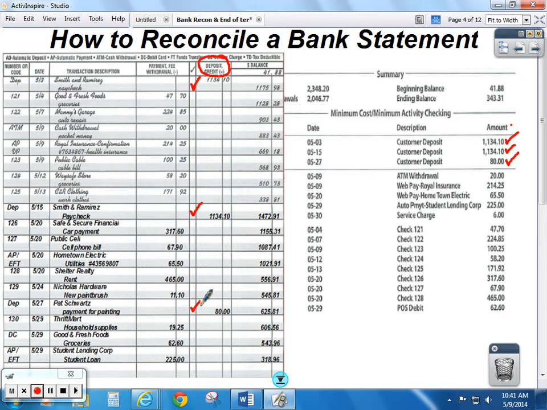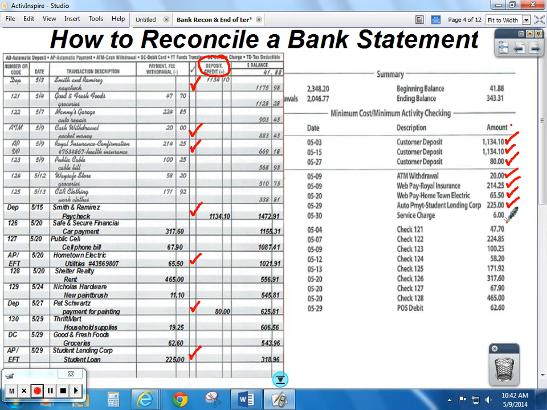The next thing we do is we need to reconcile the payments. The first one is an ATM withdrawal of $20. I see the ATM withdrawal of $20. We've paid Royal Insurance $214, and I see that in both places. Hometown Electric $65.50, I see that in both places. The Student Lending Corp $225, I see that in both places. And lastly, the service charge of $6.